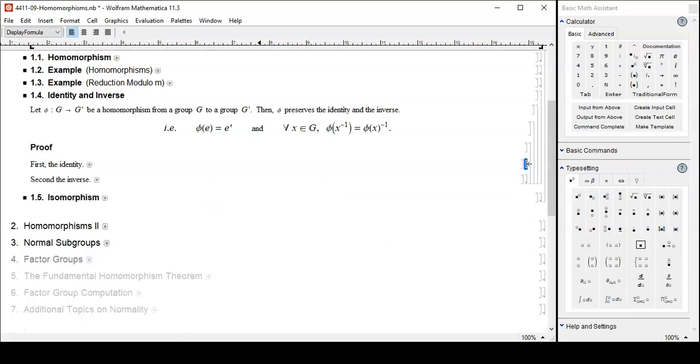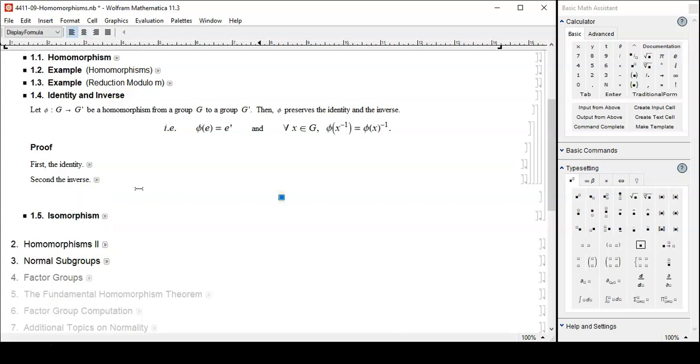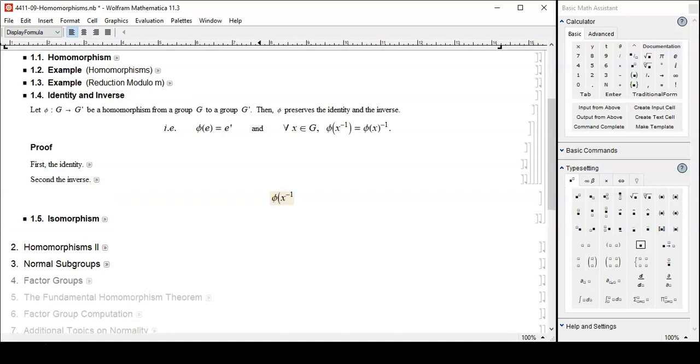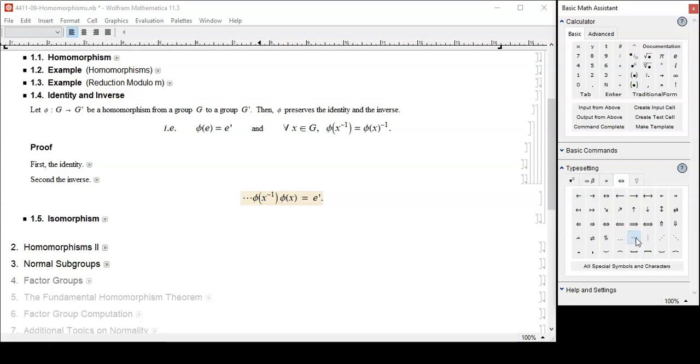Now, how about the inverse? Well, we have to prove that phi of x inverse is the inverse of phi of x. So this is what we want: phi of x inverse times phi of x is e prime. That's what we want. So we have to do something here.